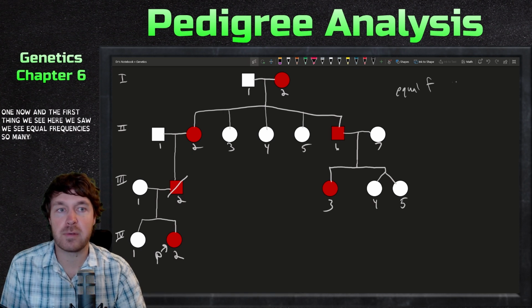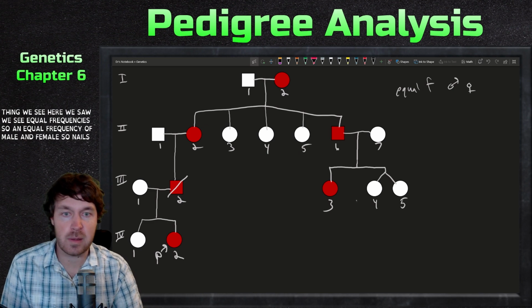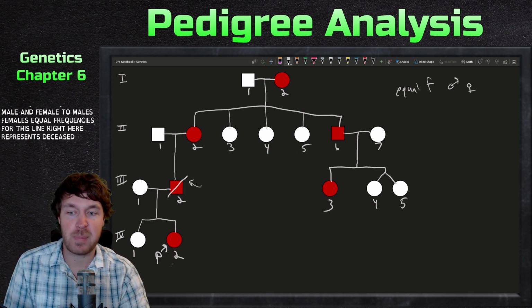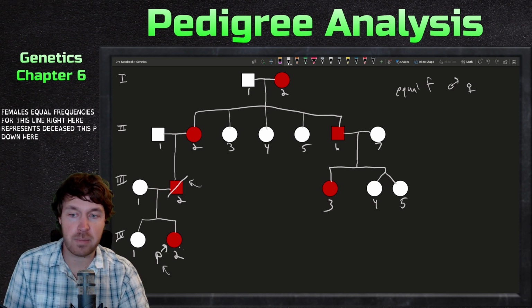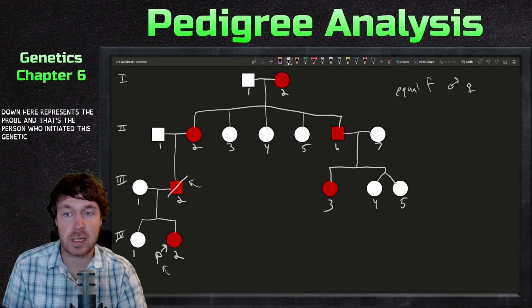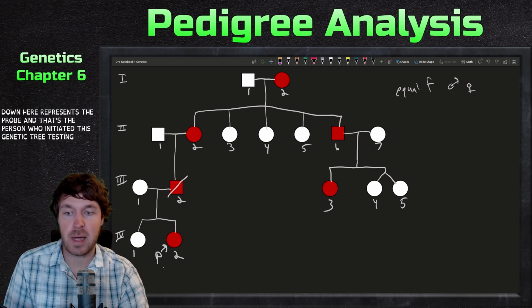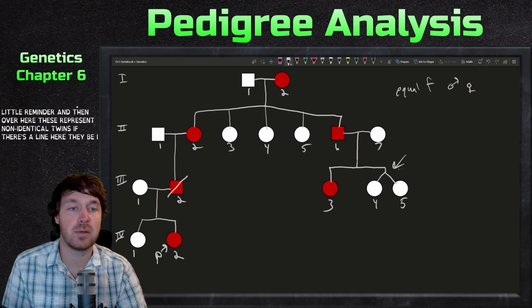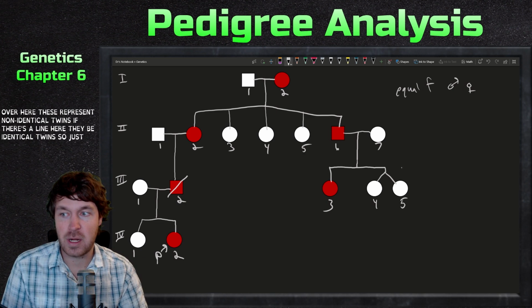So an equal frequency of male and female. So males, females, equal frequencies. Remember, this line right here represents deceased. This P down here represents the proband. That's the person who initiated this genetic tree testing. Just a little reminder. And then over here, these represent non-identical twins. If there's a line here, they'd be identical twins. So just a little description there.